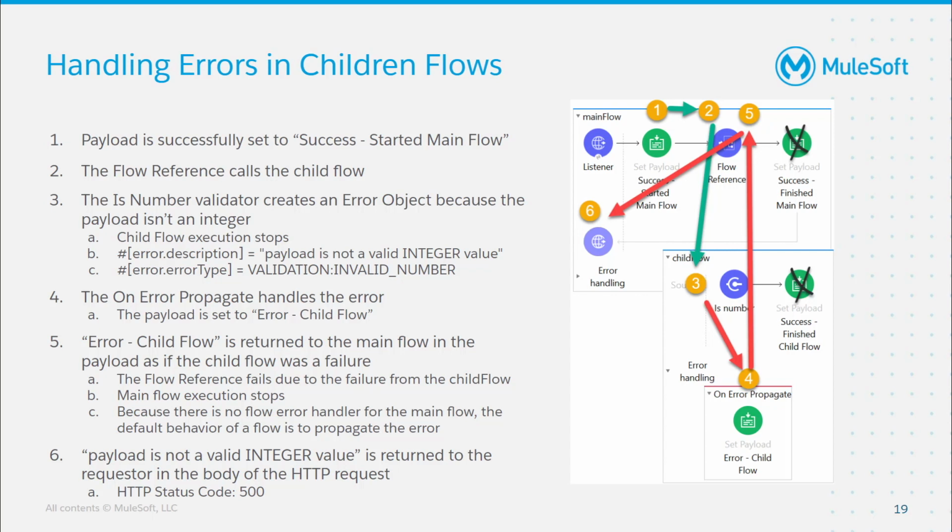In this case, the main flow does not have an error handling scope defined, and for the purposes of this example, also does not have a global error handler defined. Therefore, the error is handled by the Mule default error handler, which will propagate the error to the HTTP listener and send it the error description of payload is not a valid integer value, with an HTTP status code of 500.